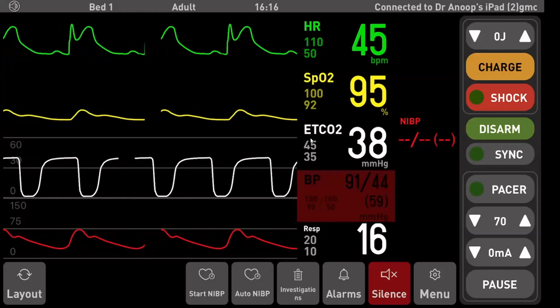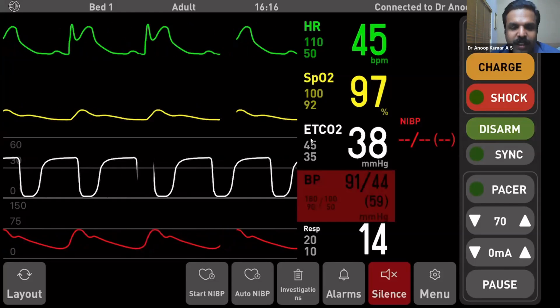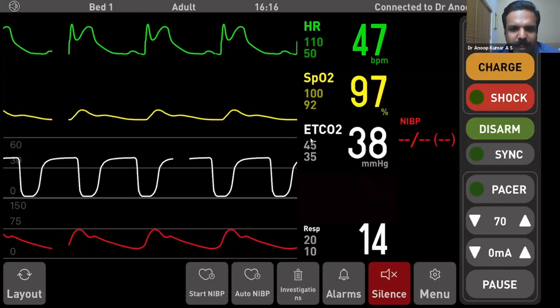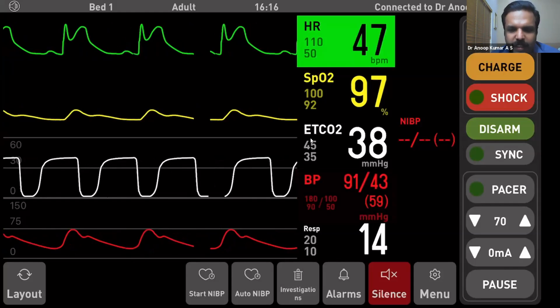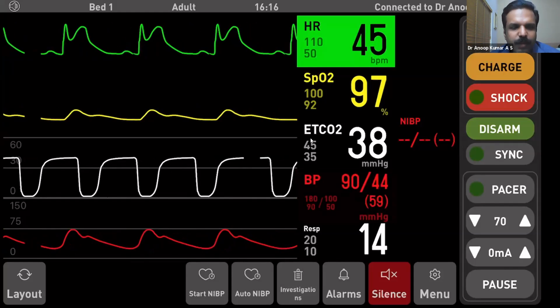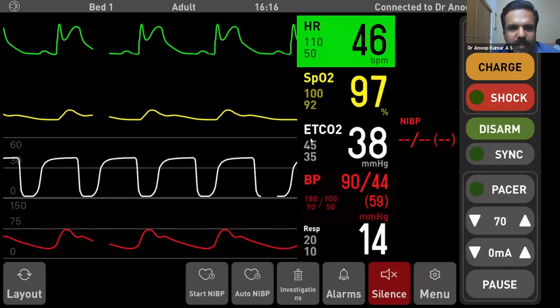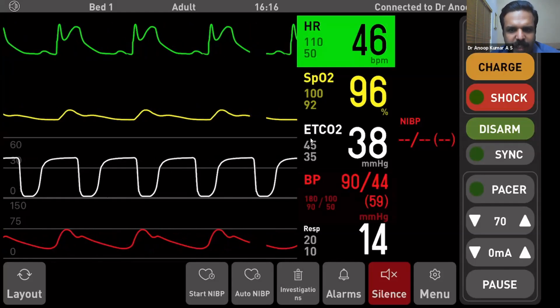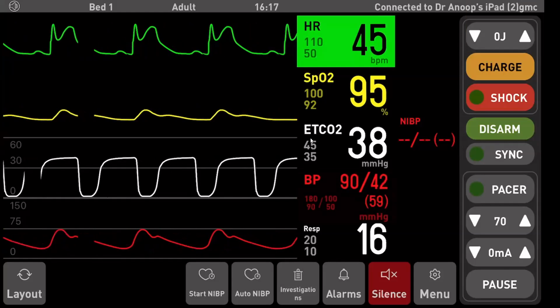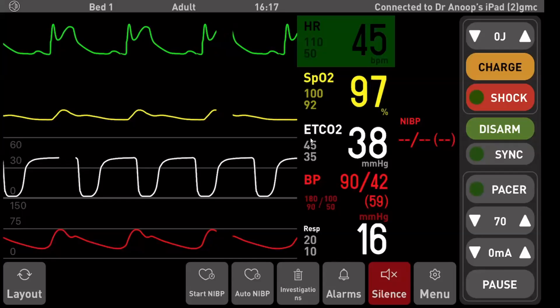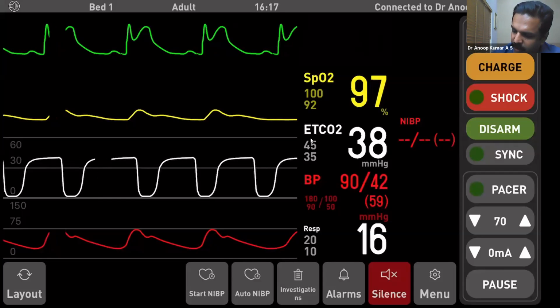Because of shortage of time, we'll concentrate here on the hemodynamic part. So BP is still on the lower side. You have started on NORAD. You want to do something else, continue like that, or increase the NORAD? No, I will increase the noradrenaline. Okay, you want to increase the noradrenaline again.